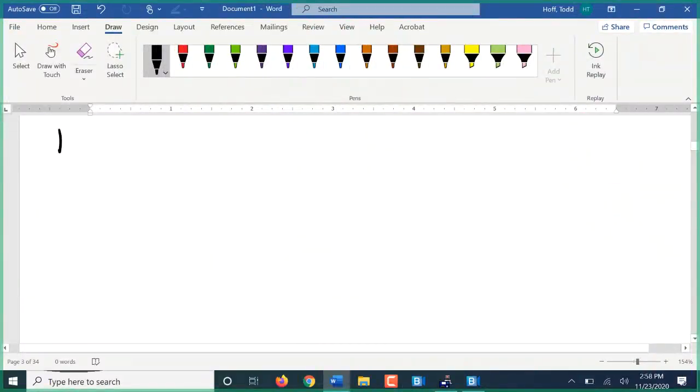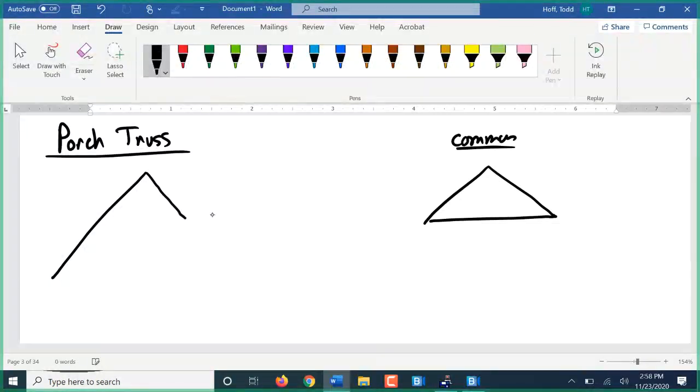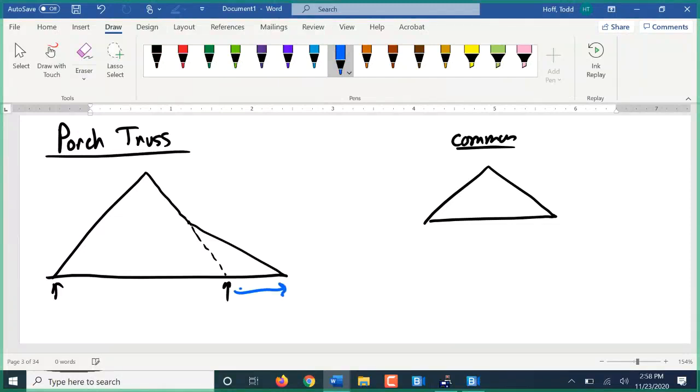Another example would be a porch truss. A common truss, let me say this, is just one where both sides are the same slope like this. Well, a porch truss starts out like a common truss, but then has a piece that sticks out like this at a lower slope, so that wherever this would normally come down is where the wall is. This piece hangs out over the end to make a porch.